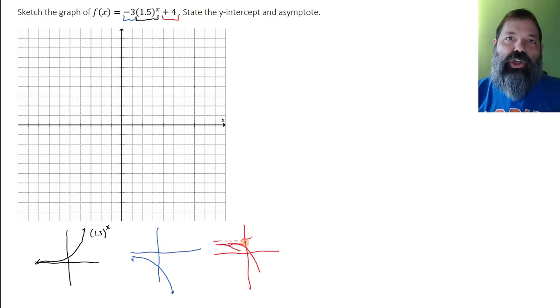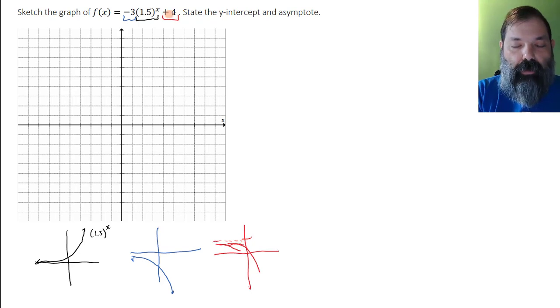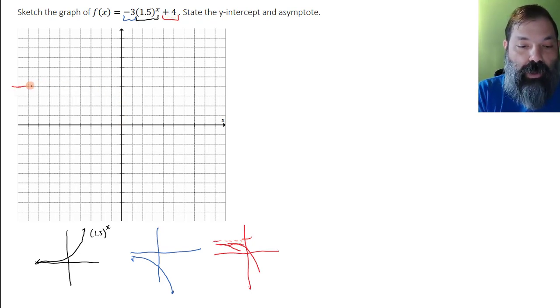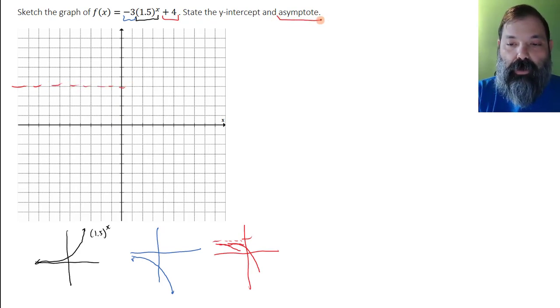Now, if we want an actual curve from this, we can start with the horizontal asymptote at y equals 4. So let's go ahead and put that in. So the asymptote is at y equals 4.